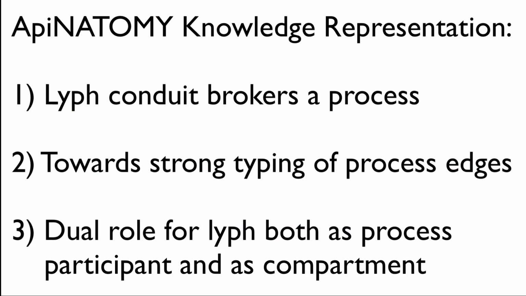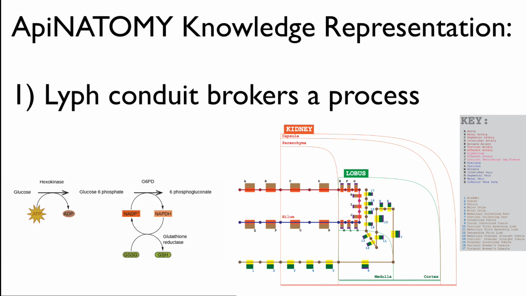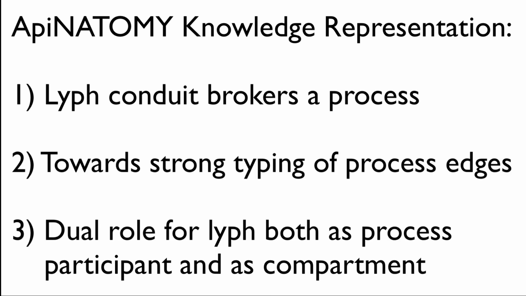In summary, the advances to the underlying ApiNATOMY knowledge representation we've discussed now provide the means to extend classical molecular biology network depiction to represent process knowledge in multiscale physiology by explicitly relating a transfer process with the conduit that brokers it, thus latching ApiNATOMY's visual metaphor to a representation prevalent in molecular biology, that of an enzyme catalyzing a reaction. Also by allowing for typed edges to represent different kinds of process.